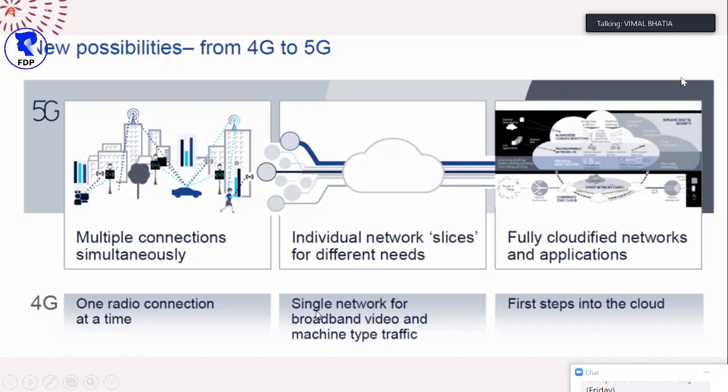Then single network for broadband video and machine type traffic, which is currently existing. But in future, we are looking at network slicing for different needs. Then we're looking at first step into the cloud. And here in 5G, we're looking at cloud RAN and other applications where a lot of the signal processing and machine learning will go into the cloud. And some of them could be done in the small base station too, and they can make independent decisions. So it is getting towards the distributed learning scenario.